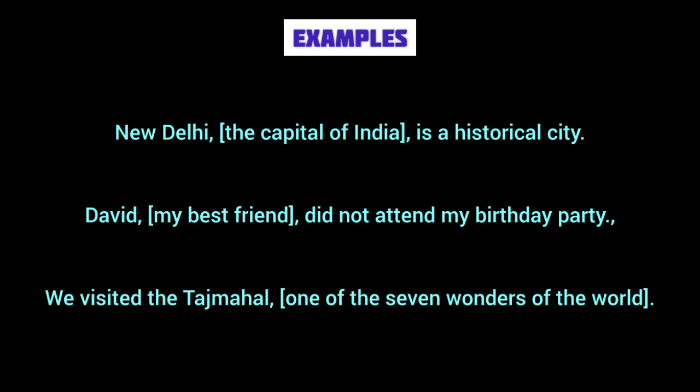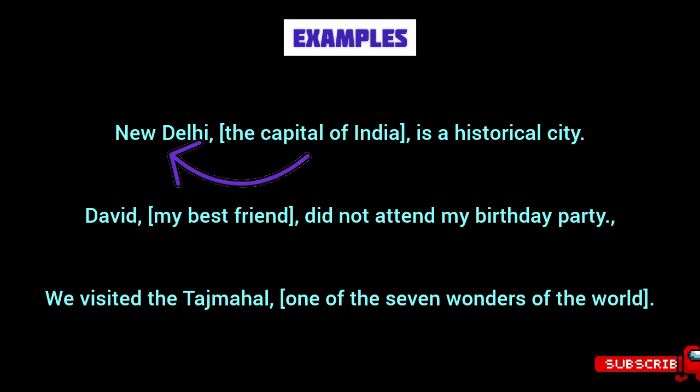New Delhi, the capital of India, is a historical city. You see, in this sentence, the phrase the capital of India stands right next to the noun New Delhi to identify it. Hence, it's an appositive phrase here. Since the appositive phrase provides a non-essential or additional information about the preceding noun that it defines or identifies, it's set off with a pair of commas in the sentence.